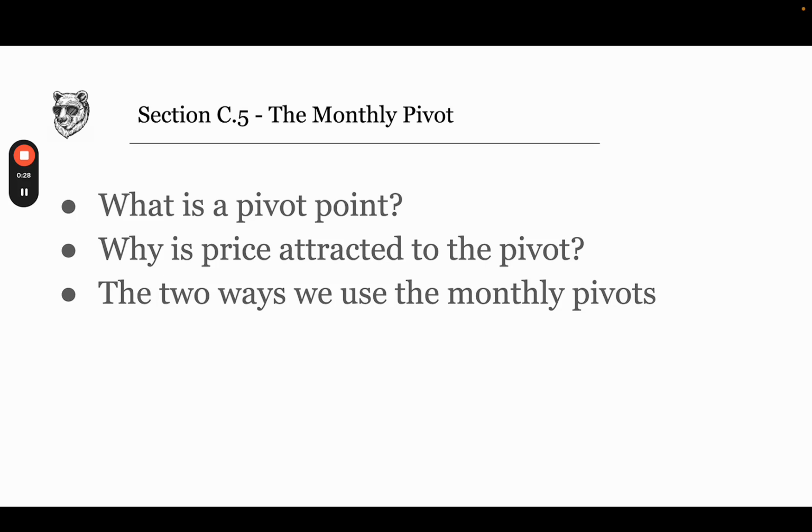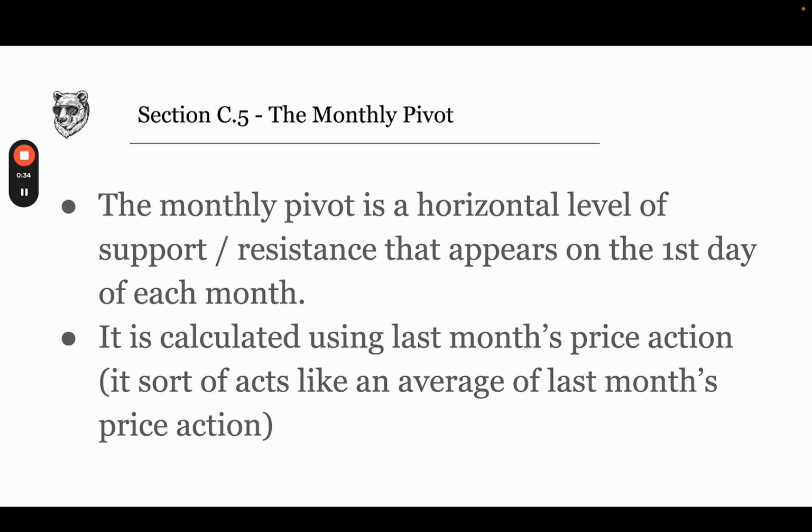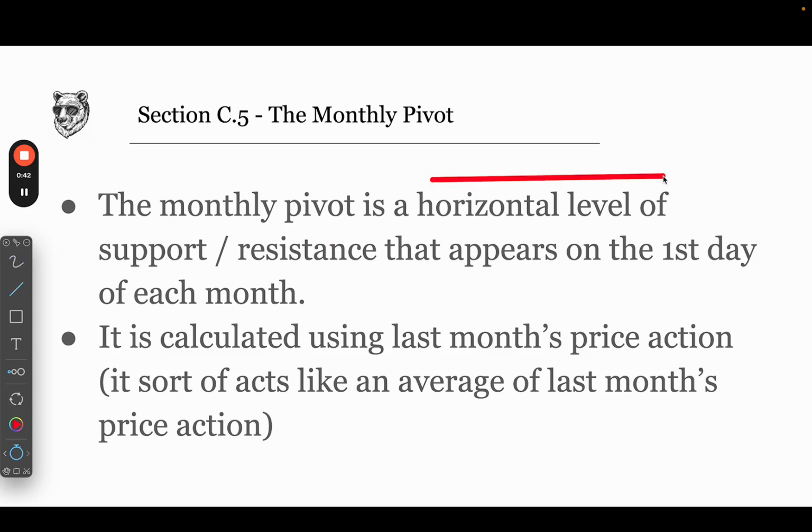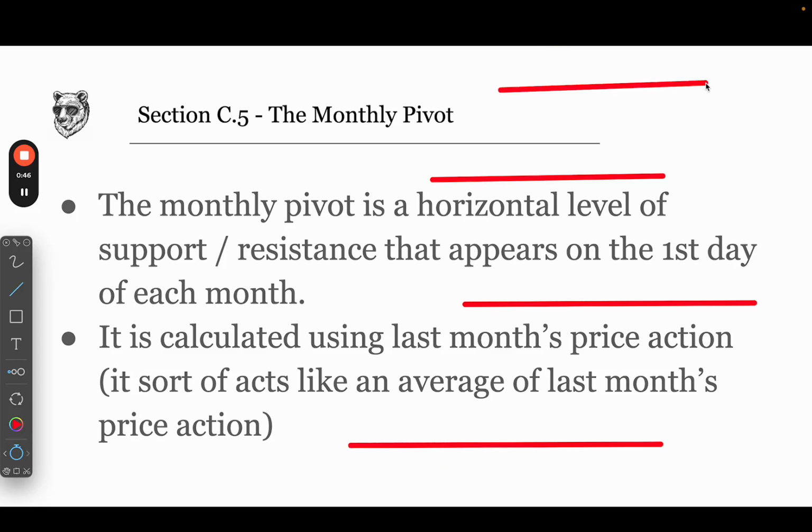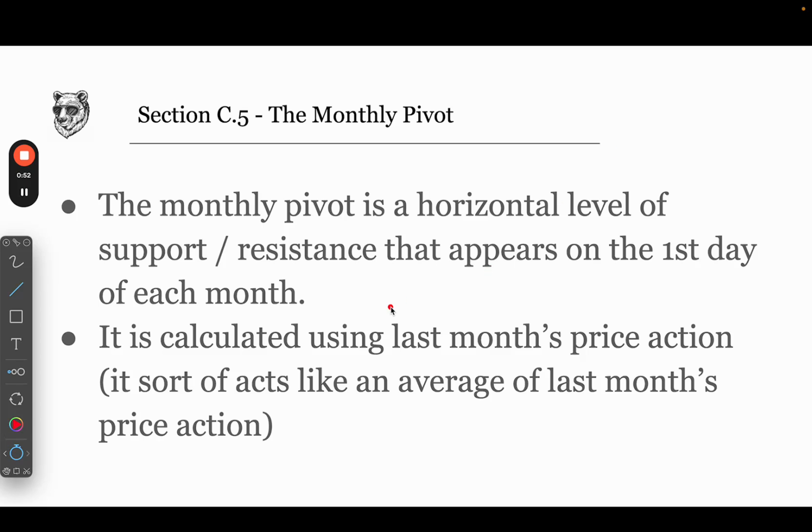So let's kick it off with what is a pivot point, talk about why price is attracted to the pivot point, and the two ways that we use the monthly pivots. All right, the monthly pivot is just a horizontal level of support and resistance. It's going to show up on your chart, and it's just going to be a horizontal line. Look at all these beautiful horizontal lines that I'm drawing here. See this one? That's perfectly horizontal. Okay, maybe not.